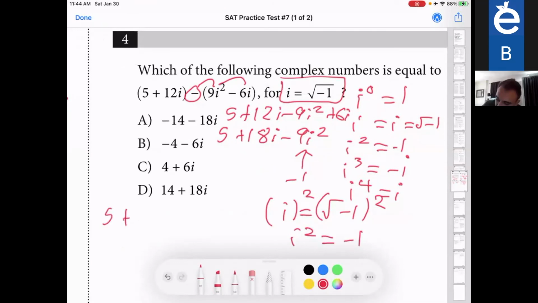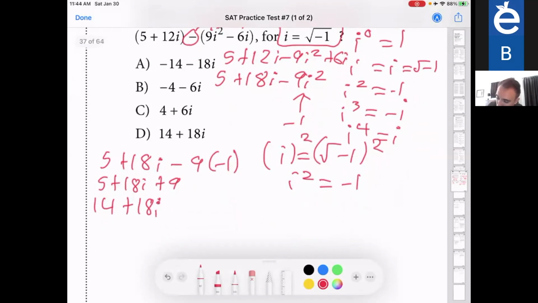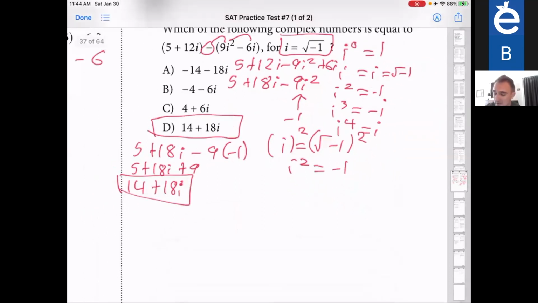So I can plug that in here. So 5 plus 18i minus 9i squared. This is minus 9 times -1. Not squaring that term. 5 plus 18i plus 9. Add the 5 and 9. That's 14 plus 18i. That's my answer, D.